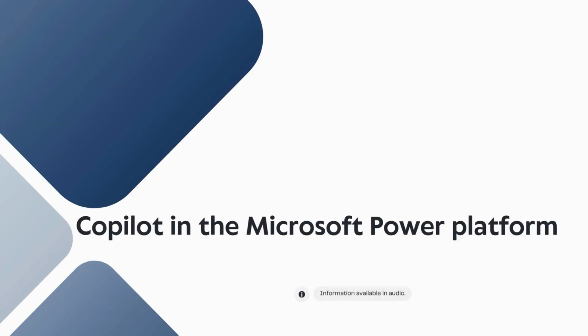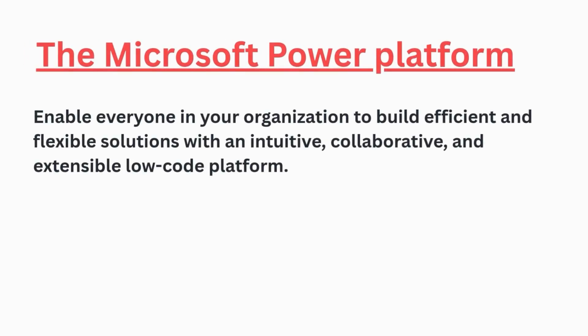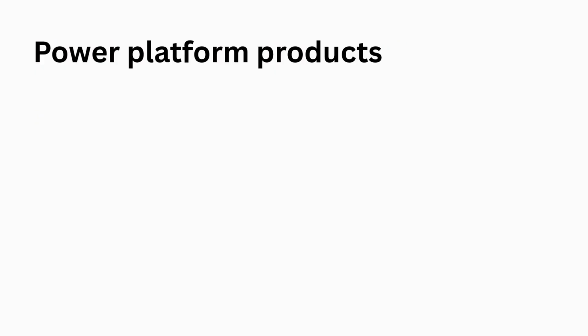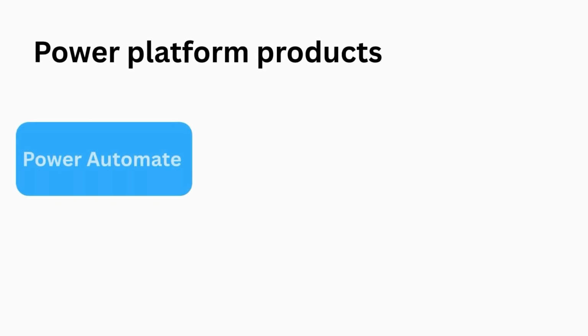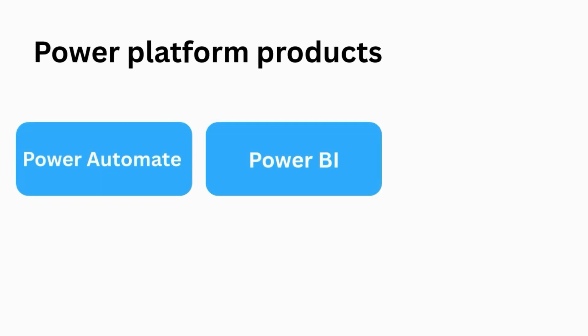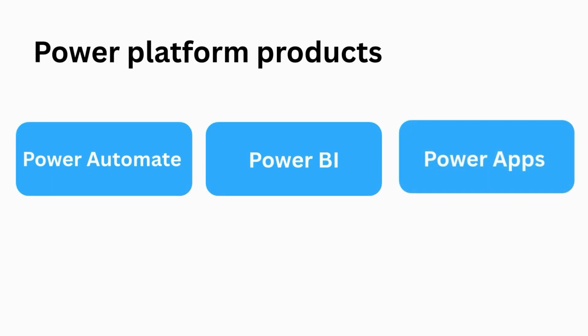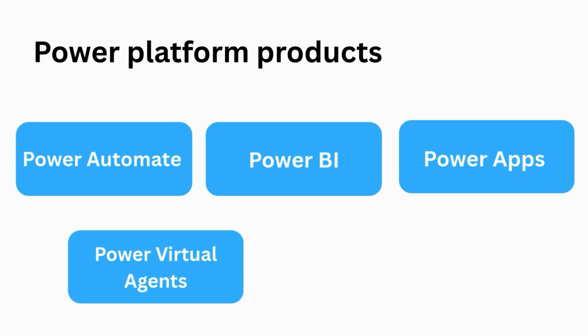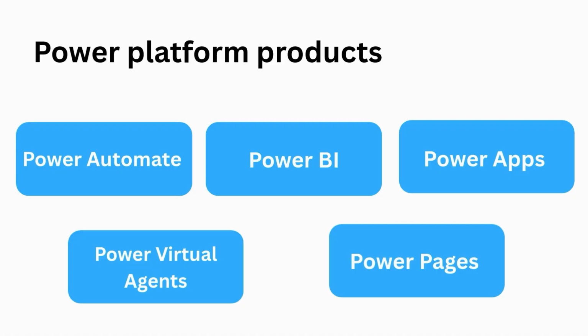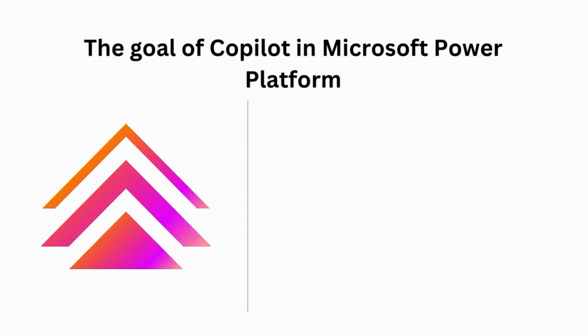Next, we will explore the Microsoft Power Platform, a set of powerful tools that helps users build apps, create reports, automate tasks, and more, all with little or no coding. It includes Power Automate for automating workflows, Power BI for data visualization and reporting, Power Apps for building custom business apps, Power Virtual Agents for creating intelligent chatbots, and Power Pages for building secure websites. The goal of Copilot in Microsoft Power Platform.